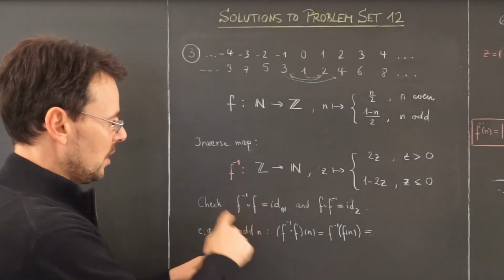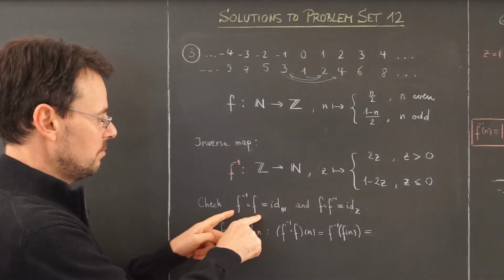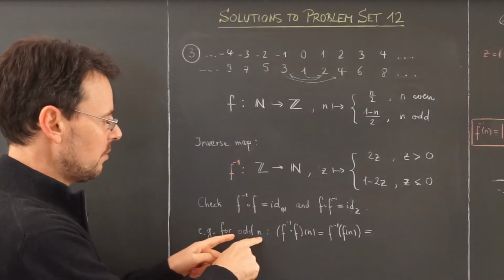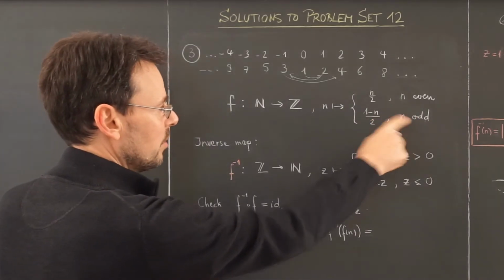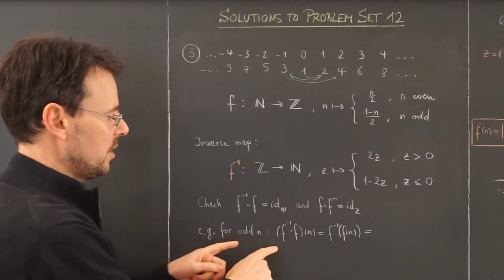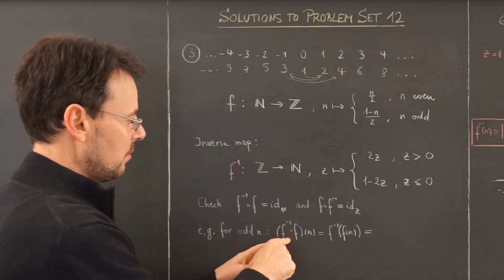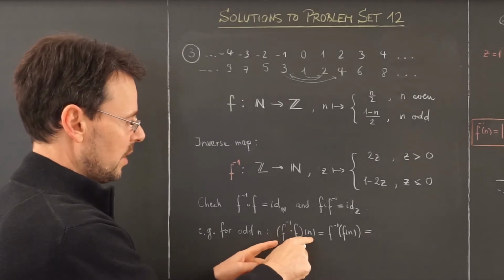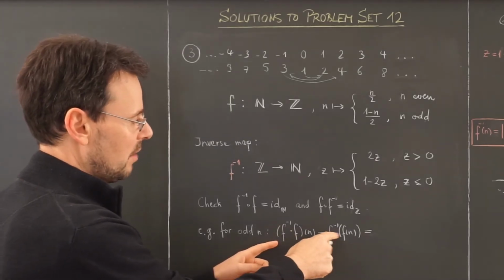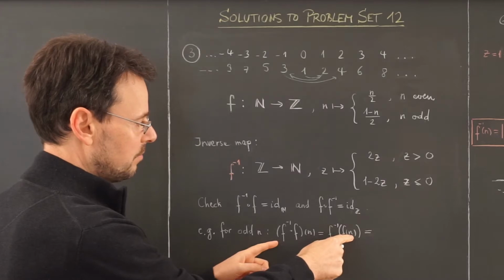So, for example, we look at this composite here, and we plug in, for example, an odd number, so that we have this expression here. So, f inverse composed with f applied to n is by definition f inverse of f of n.